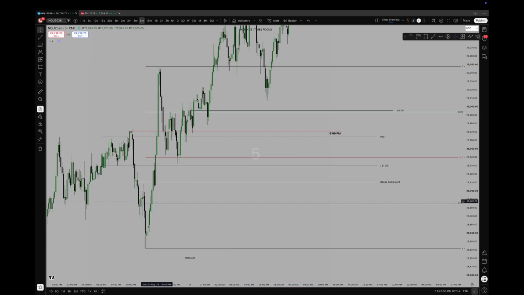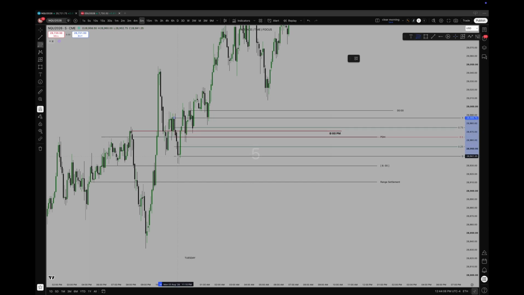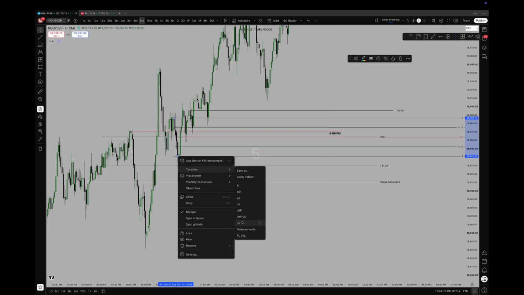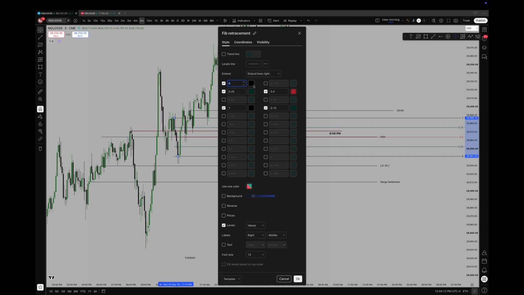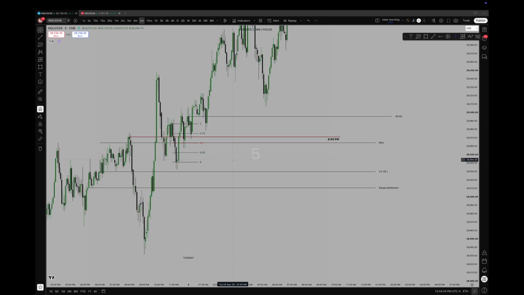So this is a model in itself. Buy side and sell side were taken out. The consequent encroachment on the range is going to be important and how we react off of it. So now that we hit the consequent encroachment of the range, what do we create there? We create all this. Now what do we create? We create all of this.